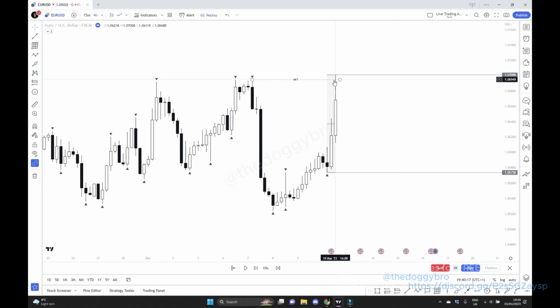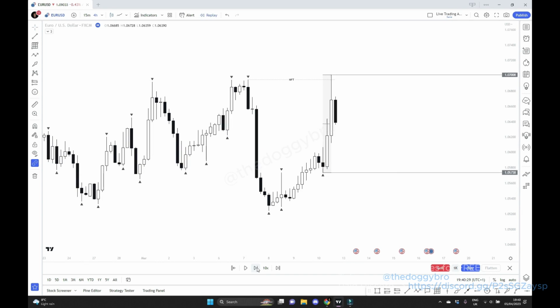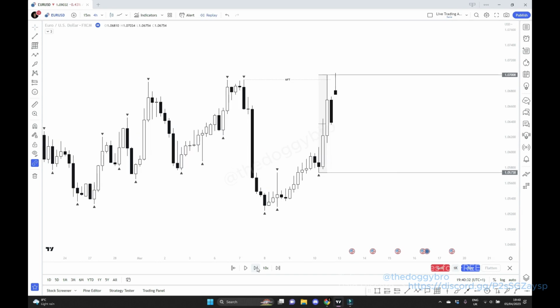We can assume, because it's wicked, that sells are on the cards. So what's the 4 hour, bullish or bearish? It's bearish, yeah? What happens next? Do we get further confirmation? Yeah, we do. We could already be looking for sells at that point.